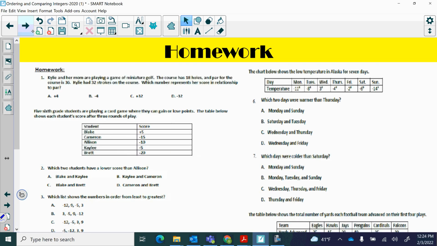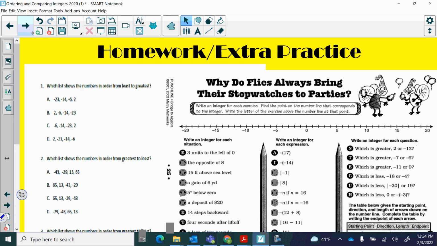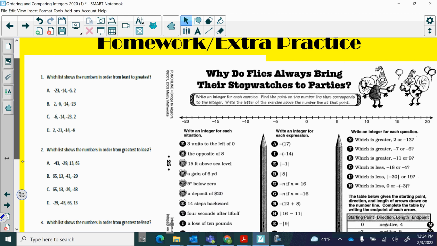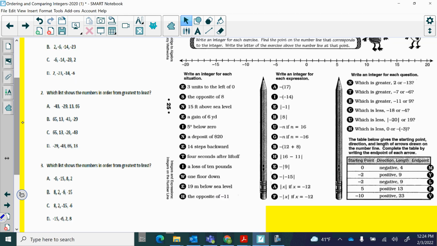Turn the page. This is actually the next 2 pages. It's only 10 problems. These are really easy, guys. This is part of your homework. So you have 3 pages of homework. Honestly, this page is 10 problems. Should take you about 3 minutes. It's not hard.